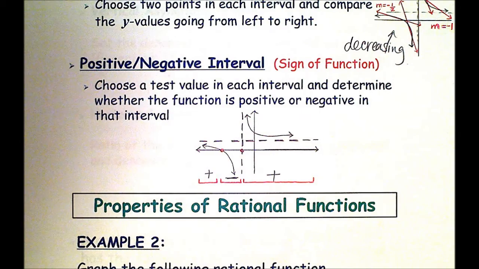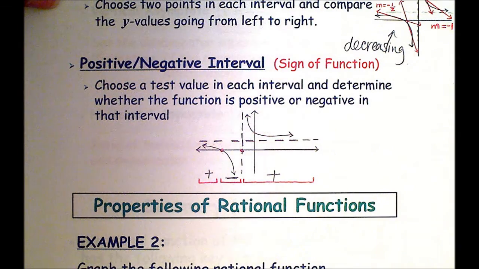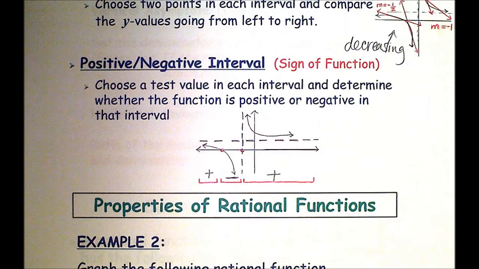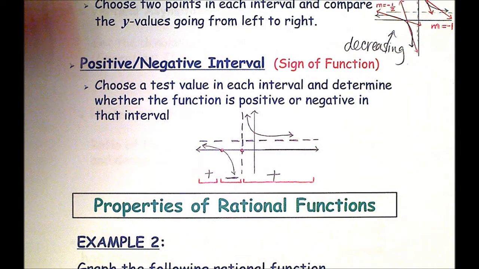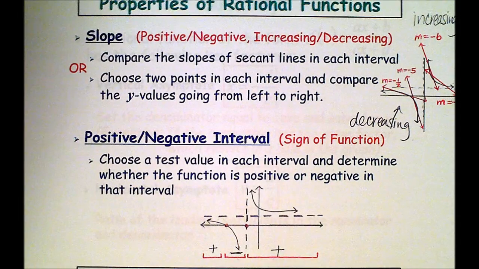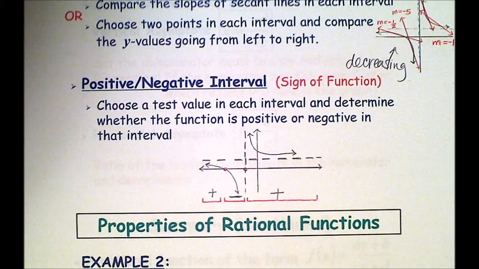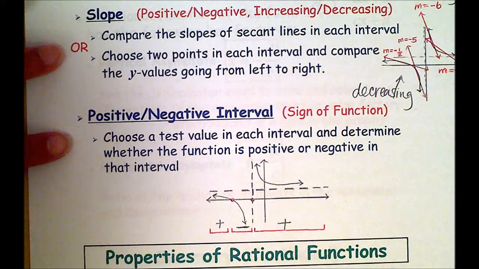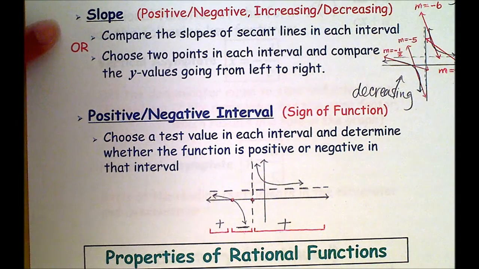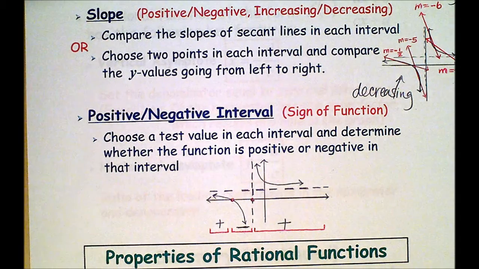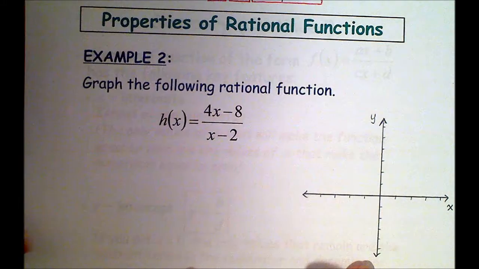Okay, so those are a couple of the properties that we haven't looked at in a lot of detail yet, so we wanted to show you guys how you can recognize whether the slope is positive, negative, increasing, or decreasing, and whether you're looking at a positive or negative interval. Okay, so please don't confuse these two. Slope looks at something very different than the actual sign of the function. So we'll look at another example.